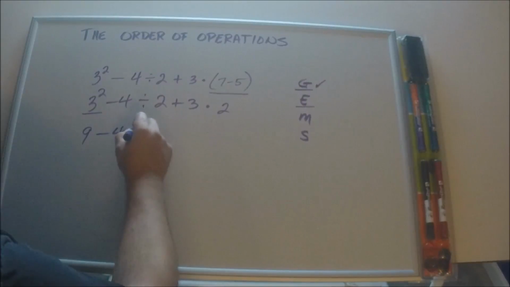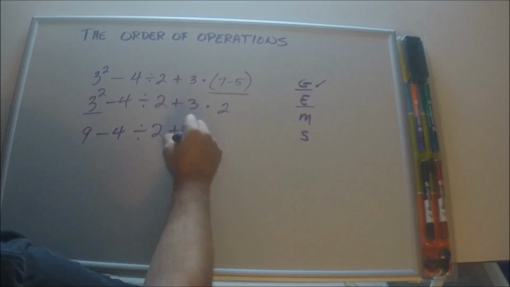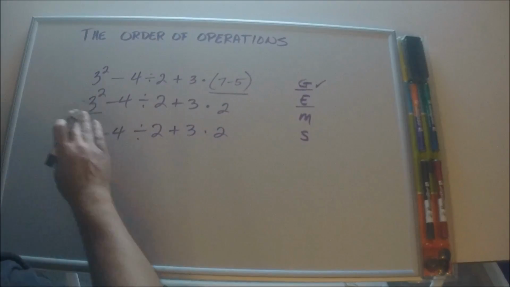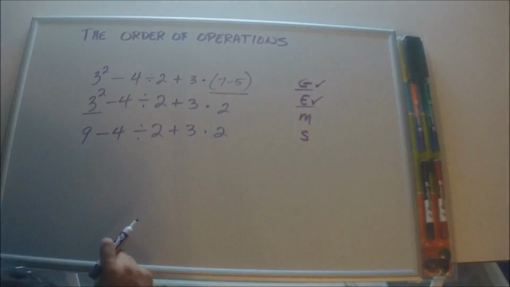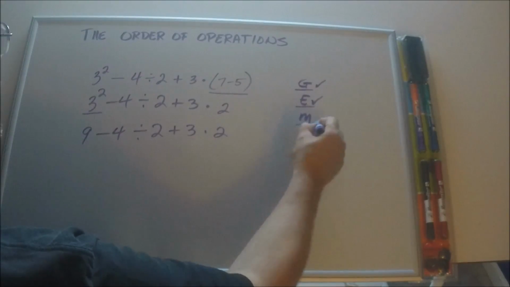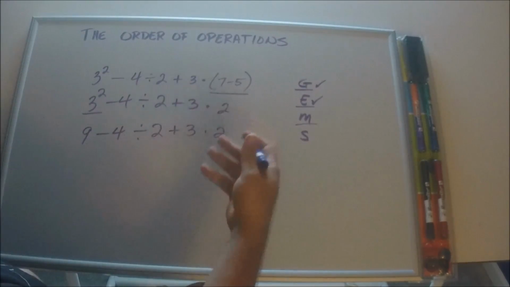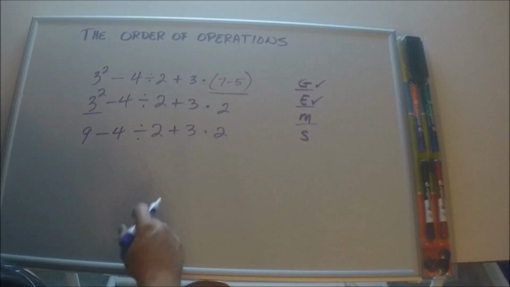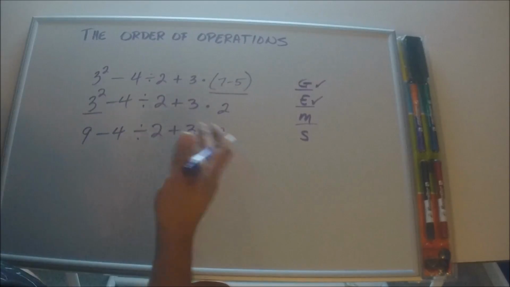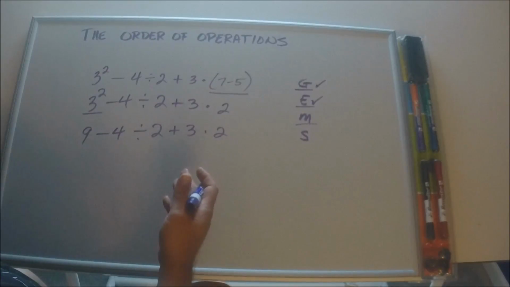9 minus 4 divided by 2. Once again, writing everything down around it. And it looks like I've taken care of all my exponents, so I'm going to check off the E. The next thing I have to handle is multiplication and division. Now remember, they have like the same authority in the Army or the military, so we have to handle them from left to right. Whichever one we encounter first is the one we do first.